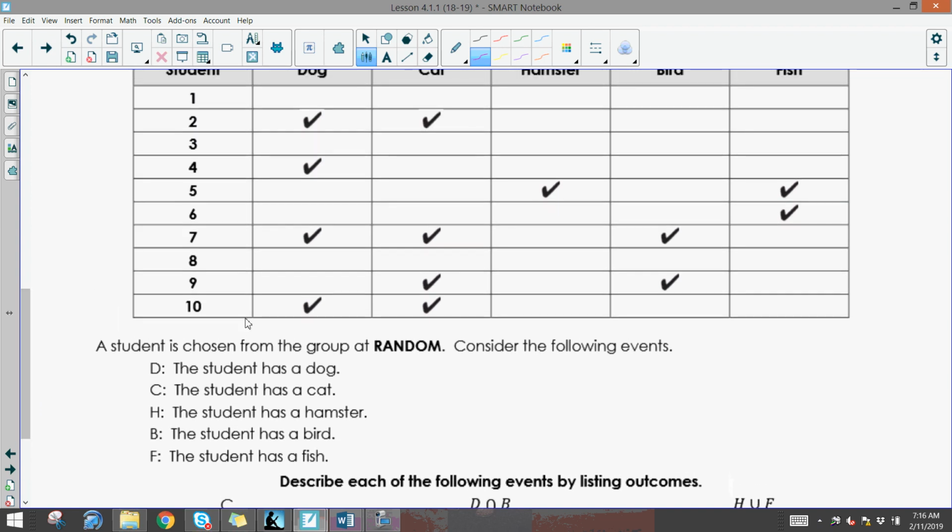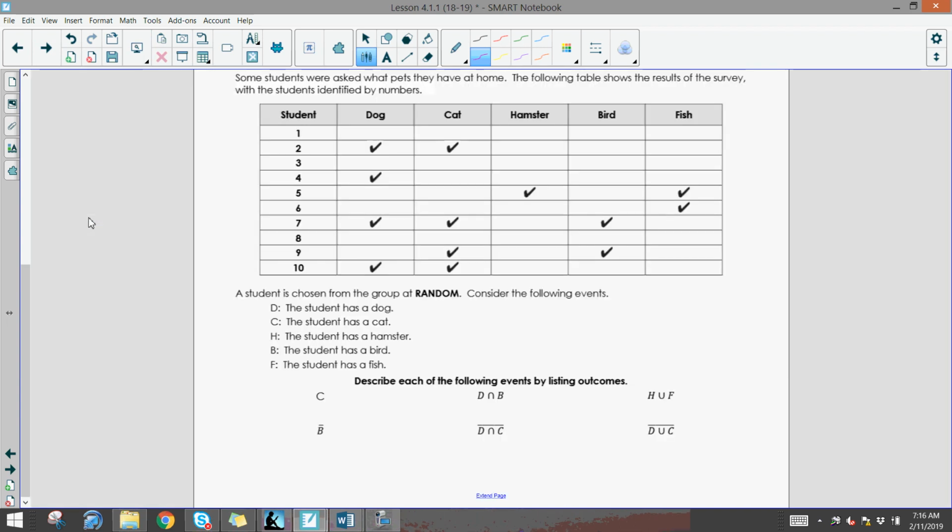So C means the student has a cat. So the students that have a cat are students, I'm going to make this a little smaller, guys, so we don't need to keep going back and forth. There we go. Our C people are 2, 7, 9, and 10. Those are the outcomes of event C. Now, event D and B, we need the students that have a dog and a bird. Student 2 has a dog but no bird, so he doesn't count. 4 has a dog, no bird, doesn't count. 7 has a dog and a bird, so 7 would go in here. And 10 has a dog, no bird. So it's really just 7.